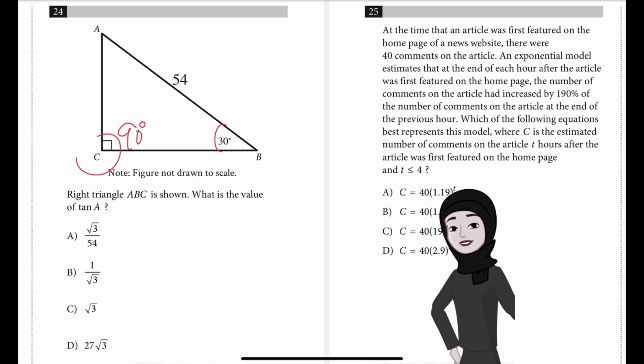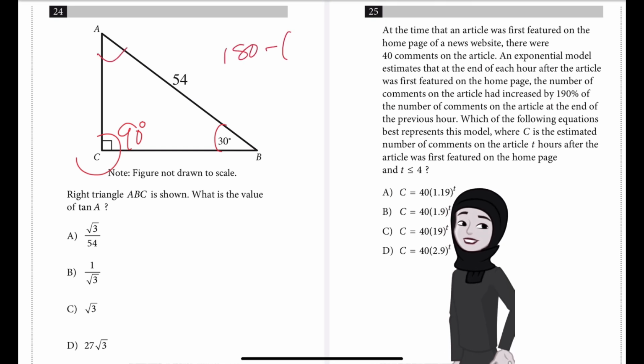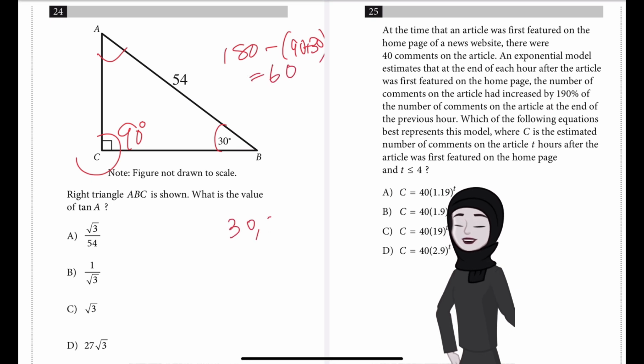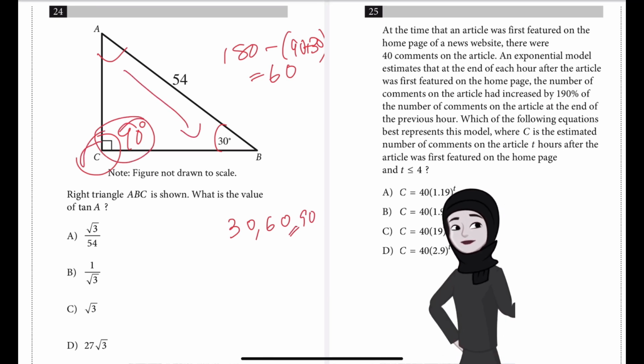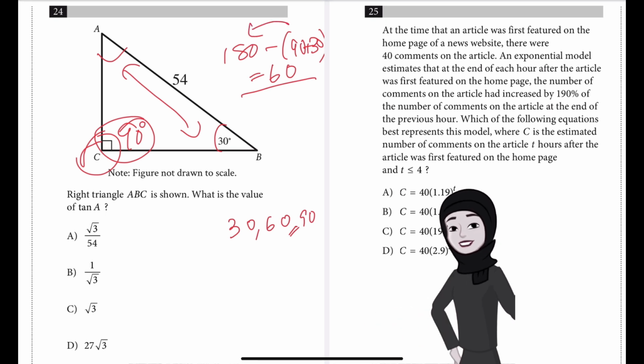Since the sum of the angles in a triangle is equal to 180, the measure of angle A will be 180 minus (90 plus 30), which is nothing but 60. We already know that this is a 30, 60, 90 triangle, because if one angle is 90, the remaining two acute angles, the sum has to be 90. So if one is 30, the other will be 60. Or you can calculate by subtracting 90 and 30 from 180.